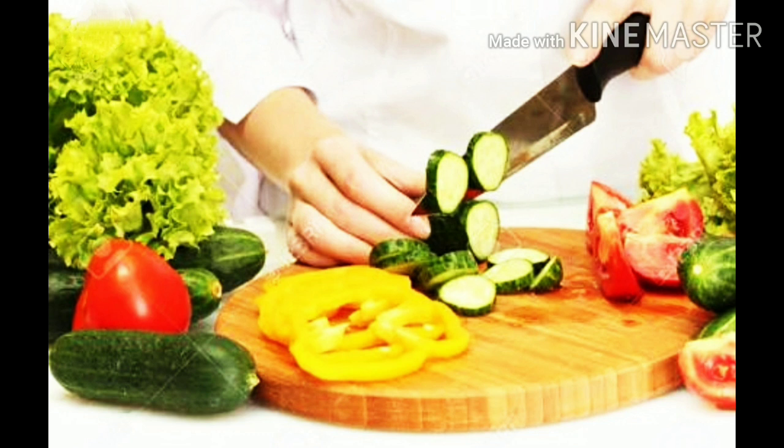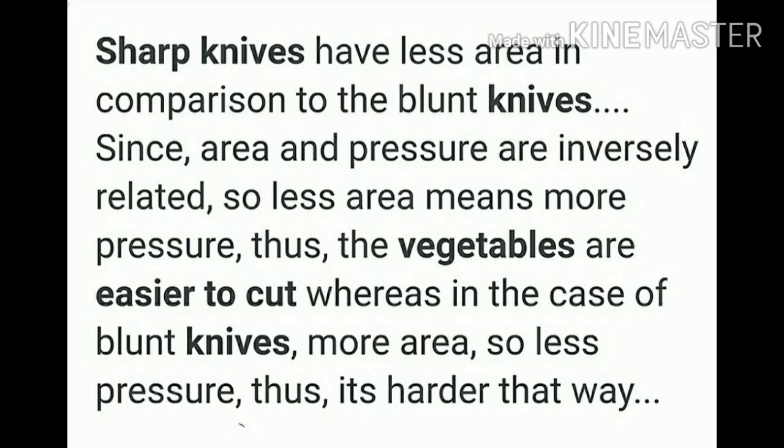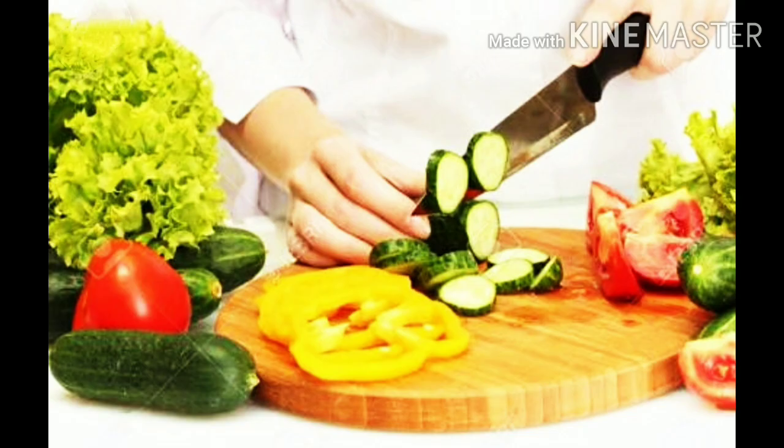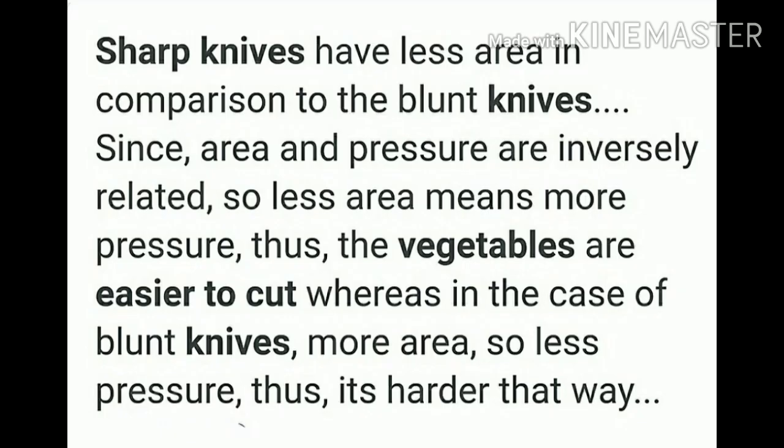It is easy to cut vegetables and fruits with a sharp knife than a blunt knife because a sharp knife has less area in comparison to the blunt knife. Since area and pressure are inversely related, less area means more pressure. Thus, the vegetables are easier to cut, whereas in the case of a blunt knife, there is more area, so less pressure. Thus, it's harder.